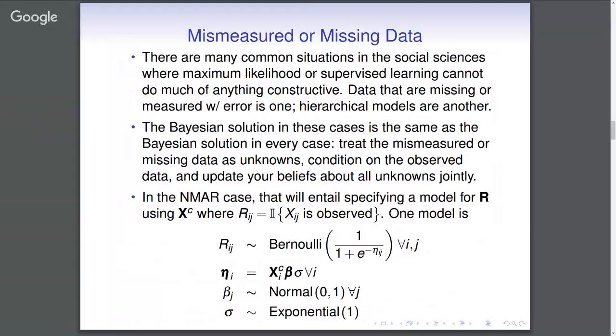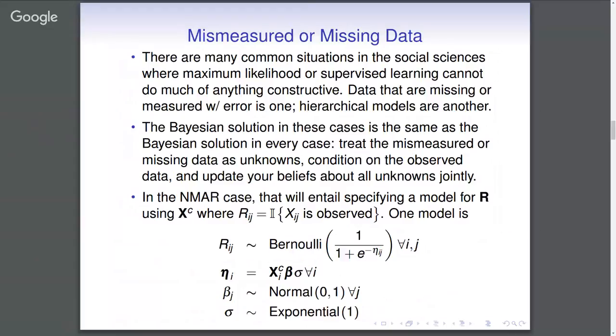That requires probability. And the Bayesian solution in these cases is the same as the Bayesian solution in every case. Treat the mismeasured or missing data as unknowns, condition on whatever observed data you have, update your beliefs about all the unknowns, inclusive of the missing data, the true data that was mismeasured, the parameters, all that. You have a joint posterior distribution for all those things, conditional on the observed data, that we can draw from.